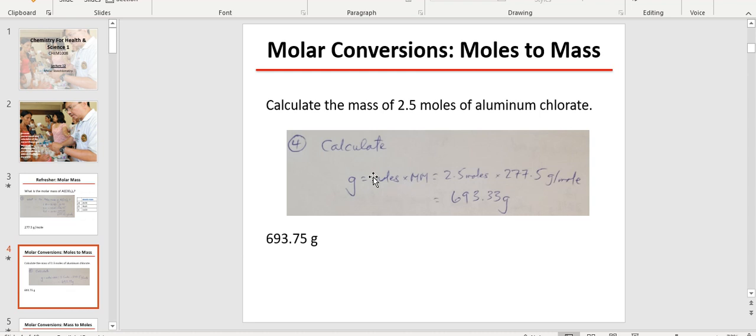I give you the moles. You always have the molar mass. Where do you find that? Okay, that's from the periodic table. And this is just a transfiguration of the triangle formula, one of the 2 triangle formulas I gave you. Plug and play. 2.5 moles times 277.5 grams per mole from the previous slide gives you 693.33.